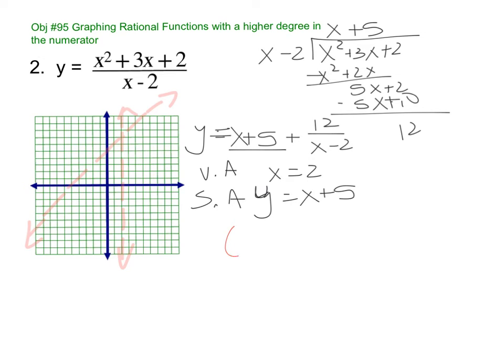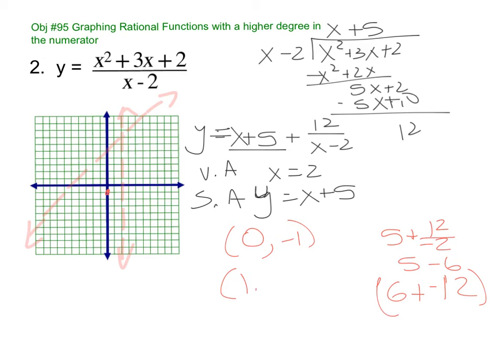So let's plug in 0. 0 is an easy one to plug in. So if I plug in 0, I get 5 plus 12 over negative 2. So 5 minus 6 is negative 1. So 0, negative 1. Really? Let's just check. Yeah, that's right. That's interesting. All right, so let's plug in 1. See what happens there. So I get 6 plus negative 12. So that's negative 6. 1, negative 6. Okay. So my guess is this thing's going to go up and then back over like that.